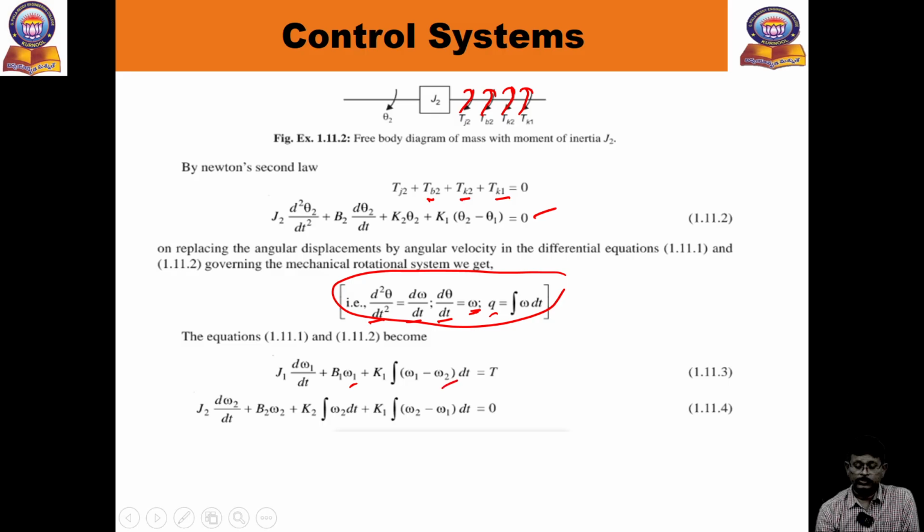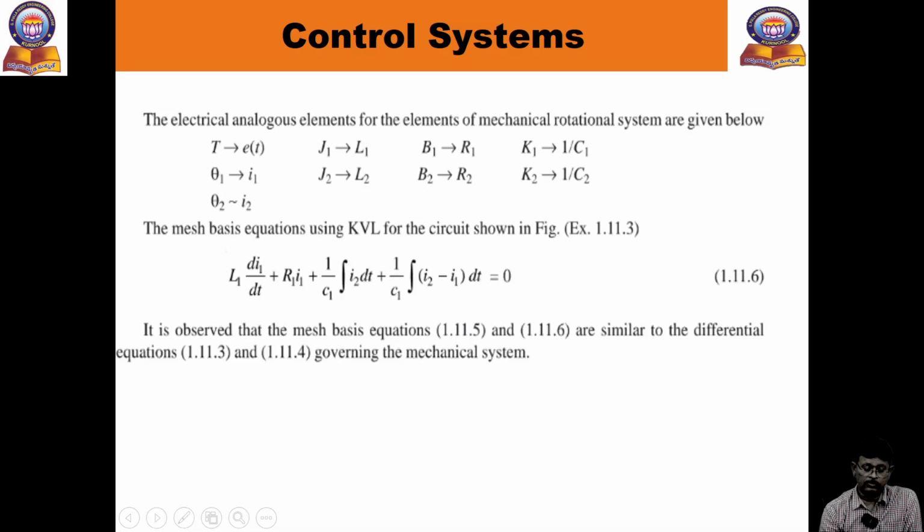Now I apply a similar thing for the second equation also. Just replacing d squared theta by dt squared, you can observe we have replaced it with d omega 2 by dt. Then B2 omega 2, so in place of d theta 2 by dt you write omega. Clear, right? Similarly in the spring constant also. So now replace the terms here.